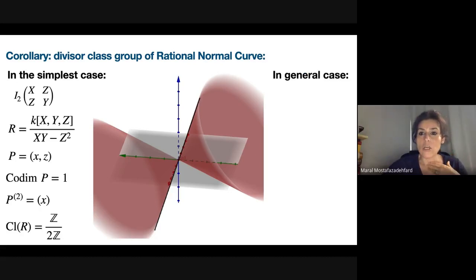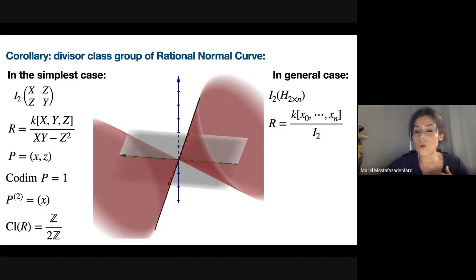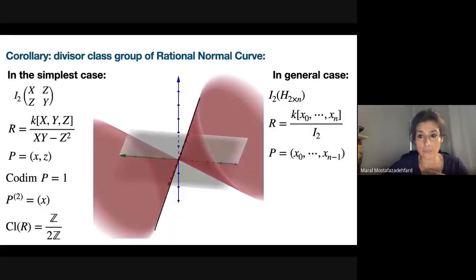But in general, consider the rational normal curves coming from the 2 by 2 minors of the Hankel matrix of size 2 by n. You can consider the quotient ring here, which is the coordinate ring of these rational normal curves. Here, P is the Weil divisor coming from x0 to x(n-1). The codimension of P is 1.